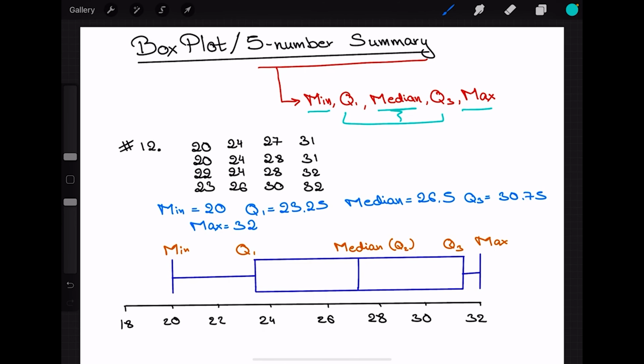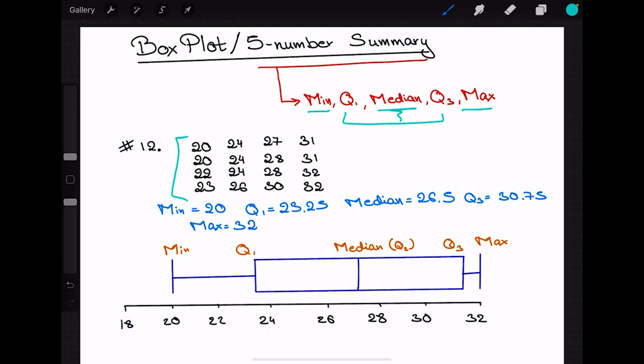So let's look at question 12. You're given a set of points or a set of data, and you'll find the minimum, the quartiles, median, and maximum of this set of data. There should be a video posted explaining how to find it using linear interpolation. This will give you the exact answer you need.